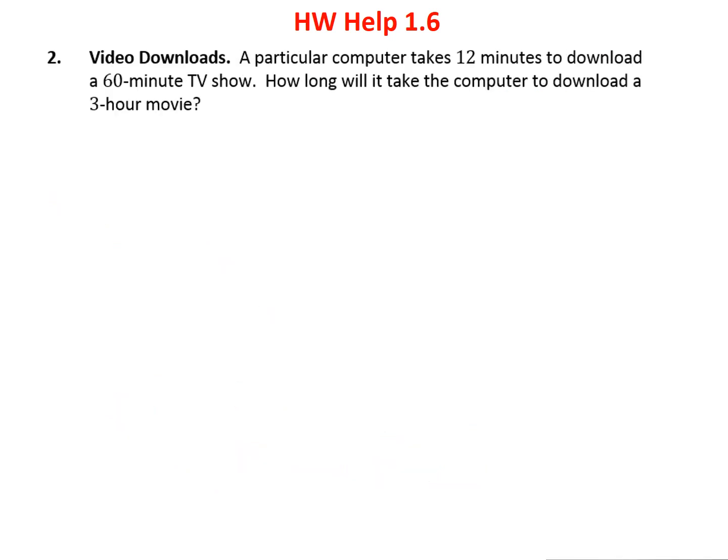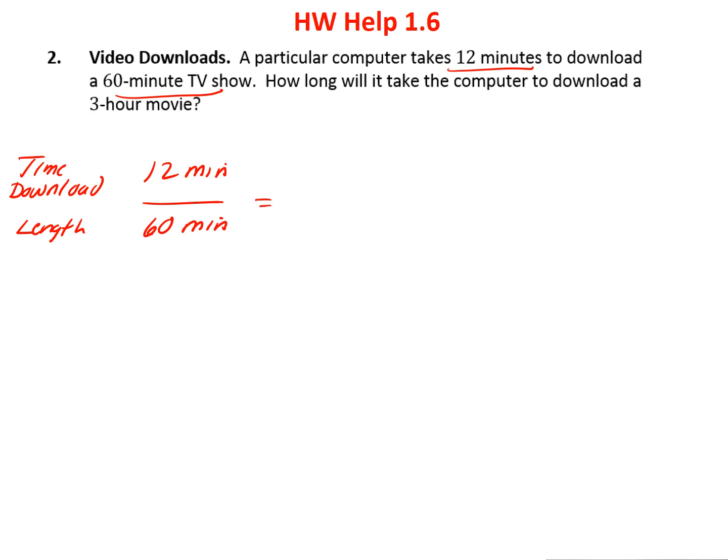All right, in this problem, we may have to do a little conversion. It says a particular computer takes 12 minutes to download a 60-minute TV show. So that's the rate that we're working with. So the time of the download is 12 minutes, and the length of the program is 60 minutes. So it takes 12 minutes to download 60 minutes.